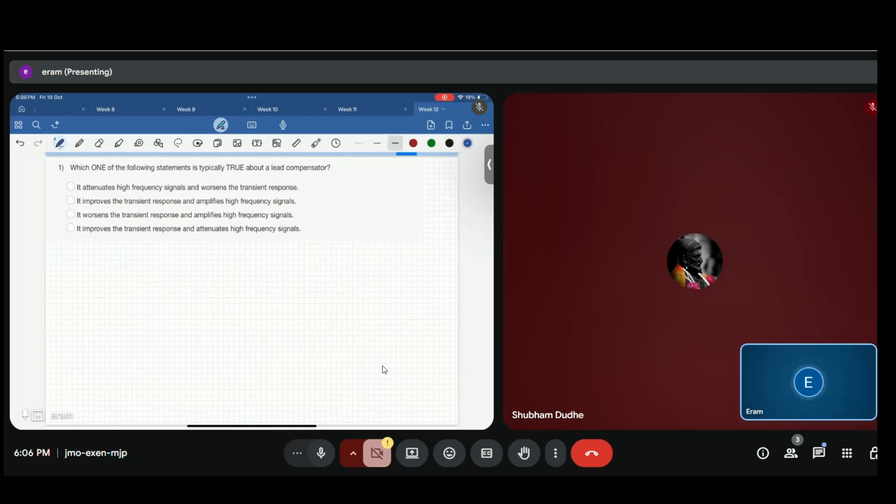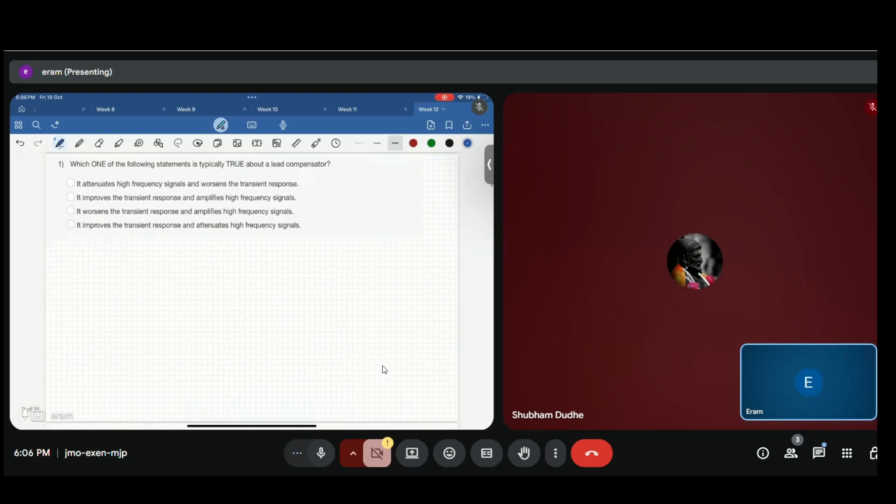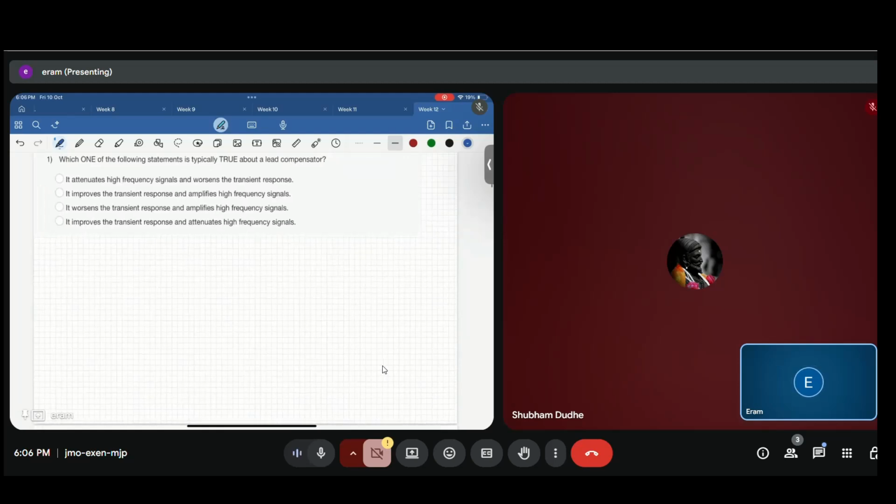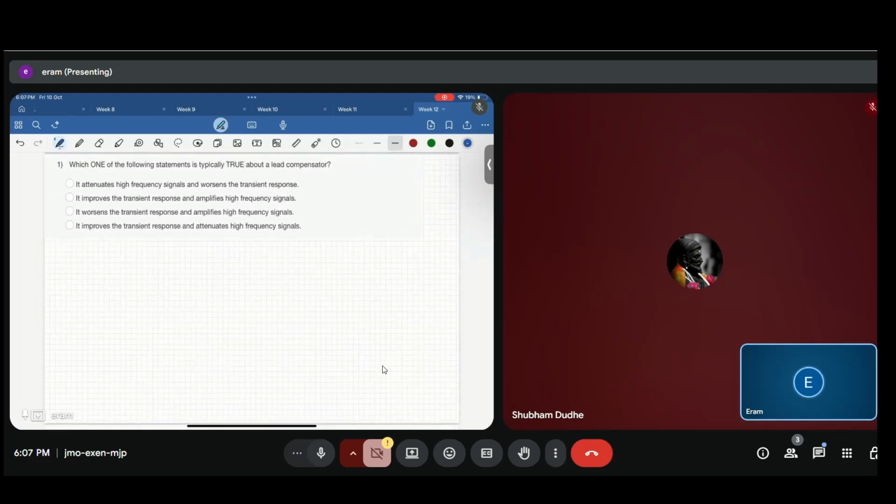So this is our first question about the lead compensator. Identify the correct statement about the lead compensator. Okay, so before solving this question, let's have a quick recap of what a lead compensator is and what it does.